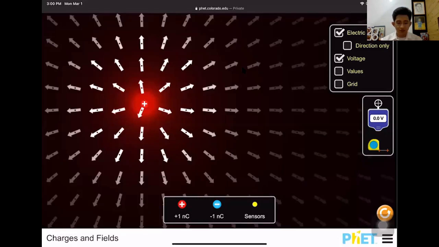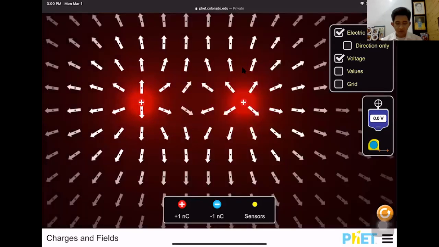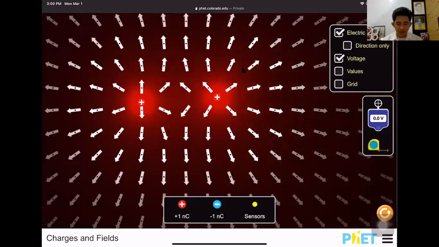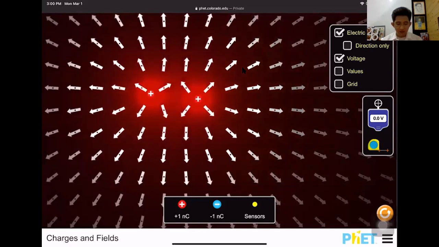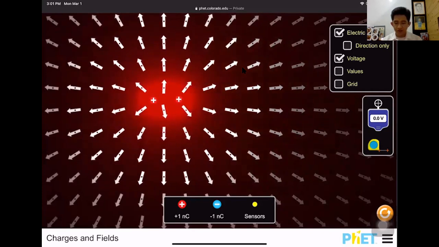So we have here, you will notice that the arrows are pointing outward from the positive charge. So I will place another positive charge here. So you will notice that the arrows are still pointing outward. And if I'm going to place the charges near one another, you will notice that the arrowheads are not moving along the same direction. I mean, they are not superimposing one another, even if they are very near with one another.